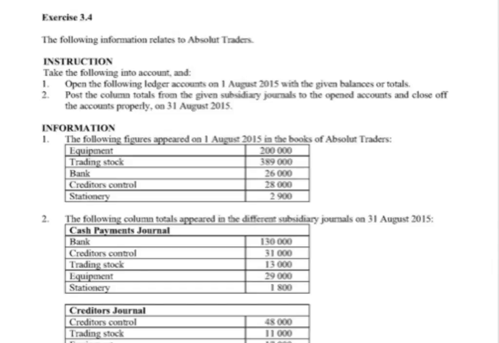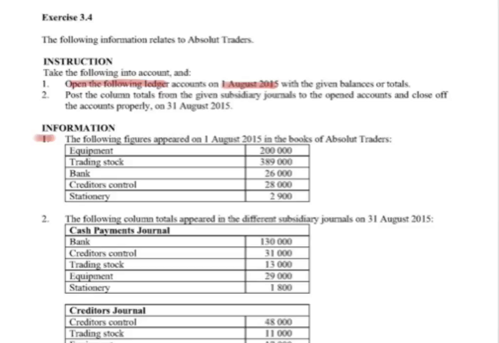Exercise 3.4. The following information relates to Absolute Traders, and Absolute Traders have asked us to do the following. Take the following into account and open the following ledger accounts on the 1st of August 2015 with the given balances. In number 1 they give us the opening balances.